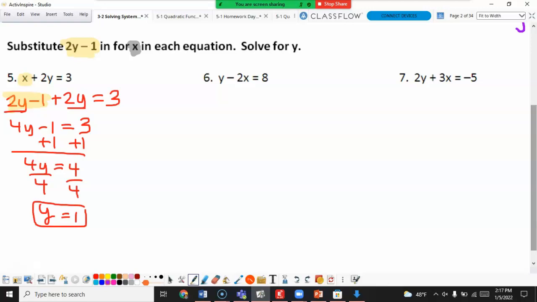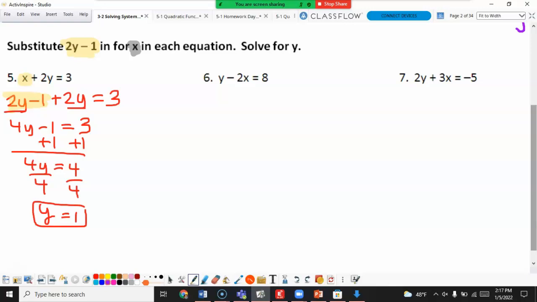Your test will specify for 2 problems you have to use substitution, 2 problems you have to use elimination, and then the remaining problems you can choose which one works better for you or which one works better for that particular problem. Because we'll talk about when and why to use elimination versus substitution.